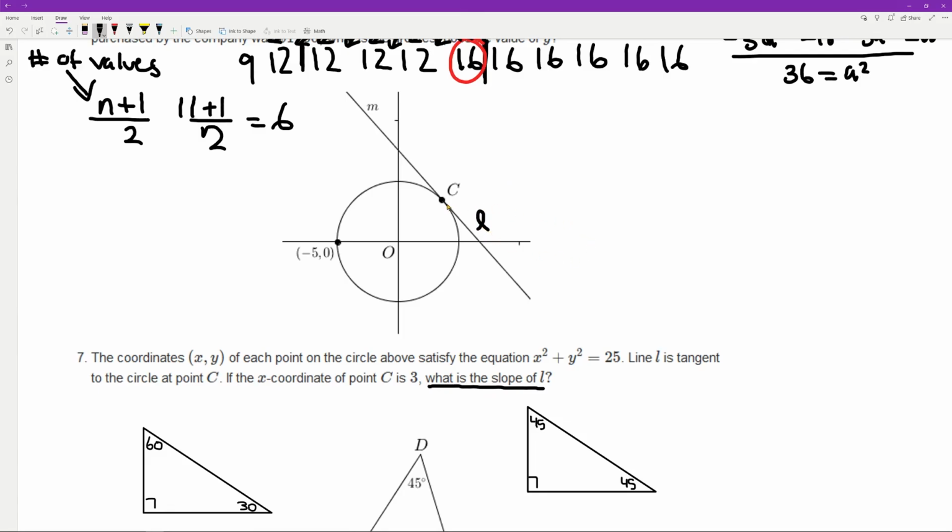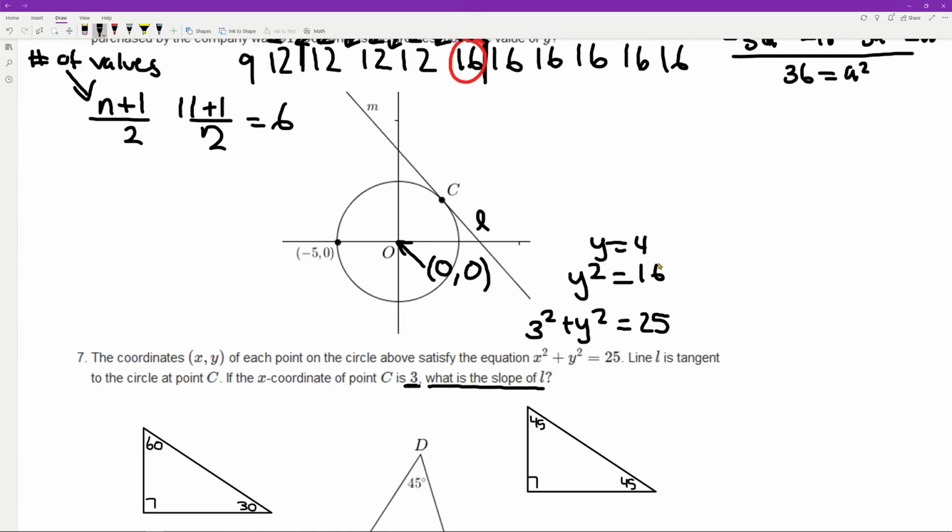So in order to find the slope of this line, first we need to find the slope of the line that's perpendicular to it. And how we can do that is we have this point here. So if the x-coordinate is 3, then we can also solve for the y-coordinate. So we start at the origin, which is 0, 0. And if we plug the x-coordinate of 3 into the equation of the circle, then we get 3 squared plus y squared is equal to 25. Now we just subtract on the other side. So y squared is actually going to be equal to 16, y is equal to 4.